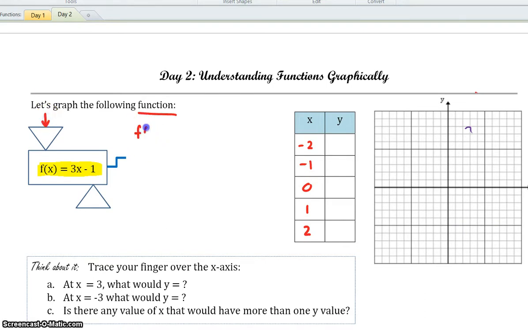When I do that, I would get f of -2 equals 3 times -2 minus 1. Remember this new function notation, f of -2 equals -6 minus 1. f of -2 would equal -7. And that is my output. When I input -2, so when my input is -2, I get out -7.